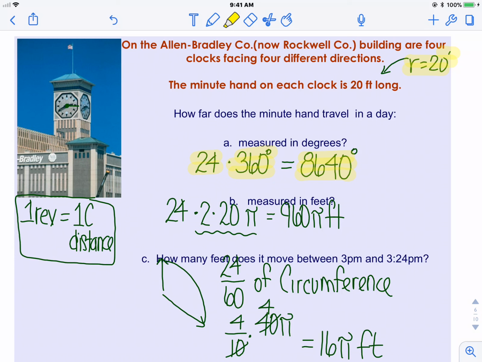What if, and forgive this ridiculous explanation, we strapped one of you to the end of that minute hand on the Allen Bradley clock, safely so that no harm would come to you. If you could do that, you on the end of that minute hand would travel around 24 times in the course of the day, and you would go 24 circumferences around, and in feet, since our radius is in feet, you would travel 960 pi feet.